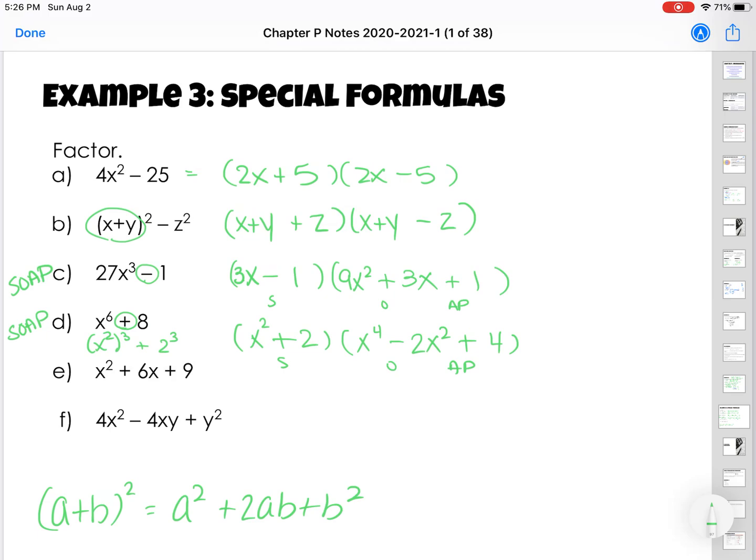And there's nothing wrong with doing that. And honestly, that's how I would do it. So what multiplies to 9? 3 times 3. We would have said x plus 3 times x plus 3, but really we should write that as x plus 3 squared.